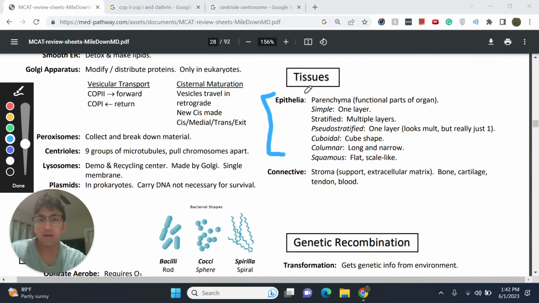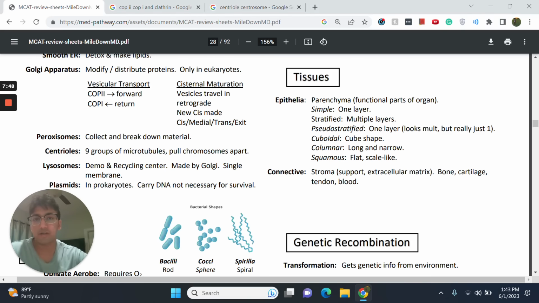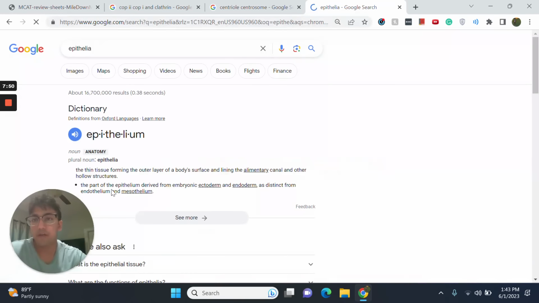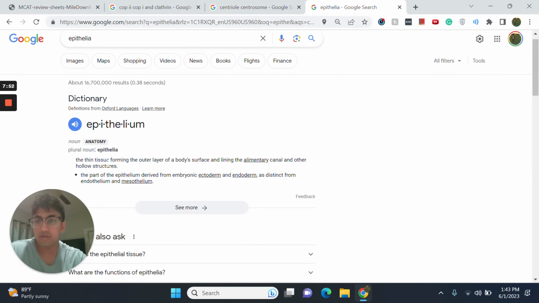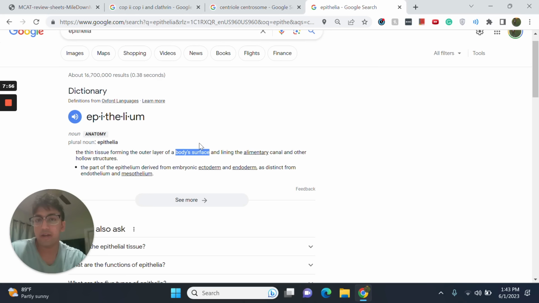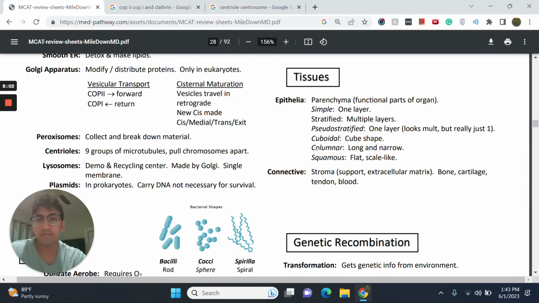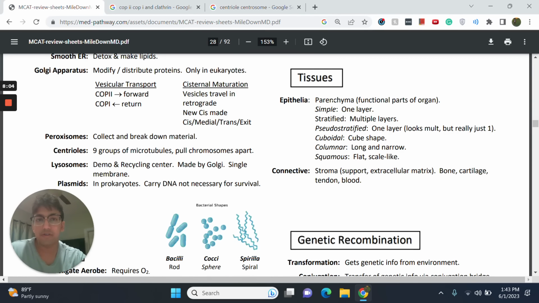Epithelium is, let's say, any type of cell that covers the surface of some sort of body organ, right? Let's see if there's a better definition for that. Epithelia is a thin tissue forming the outer layer of a body surface or hollow structure. So anything that's covering the outer surface, or the body surface, or some organ, that's an epithelium. Epithelium, there's several types.